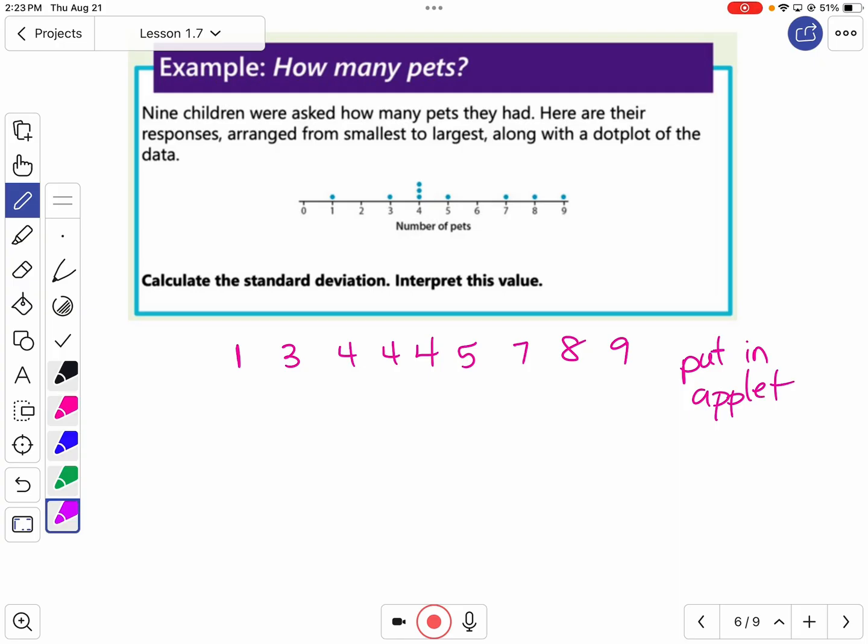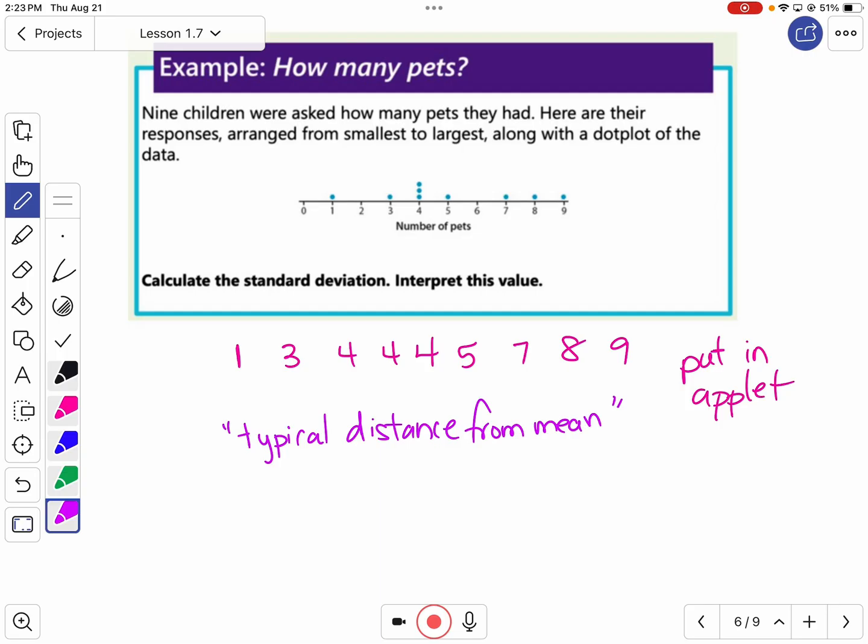If we interpreted it, once we found it, remember it's typical distance from the mean. You don't have to write that down because I've said it 975 times today, right? But anytime you interpret, that's what we're saying, typical distance from the mean for standard deviation, okay? Typical distance from the mean.